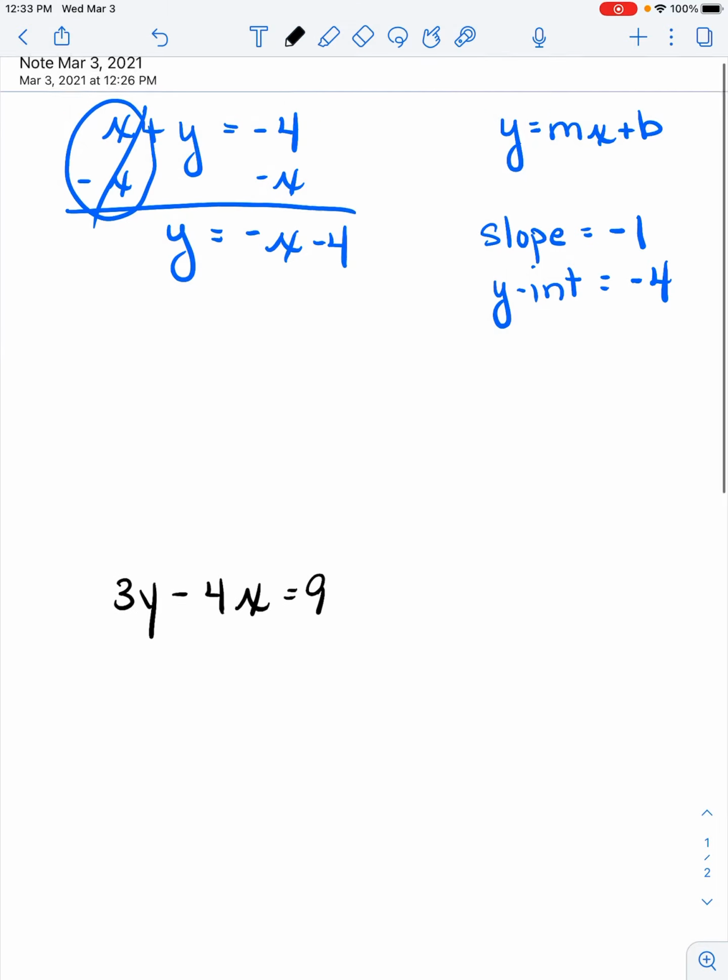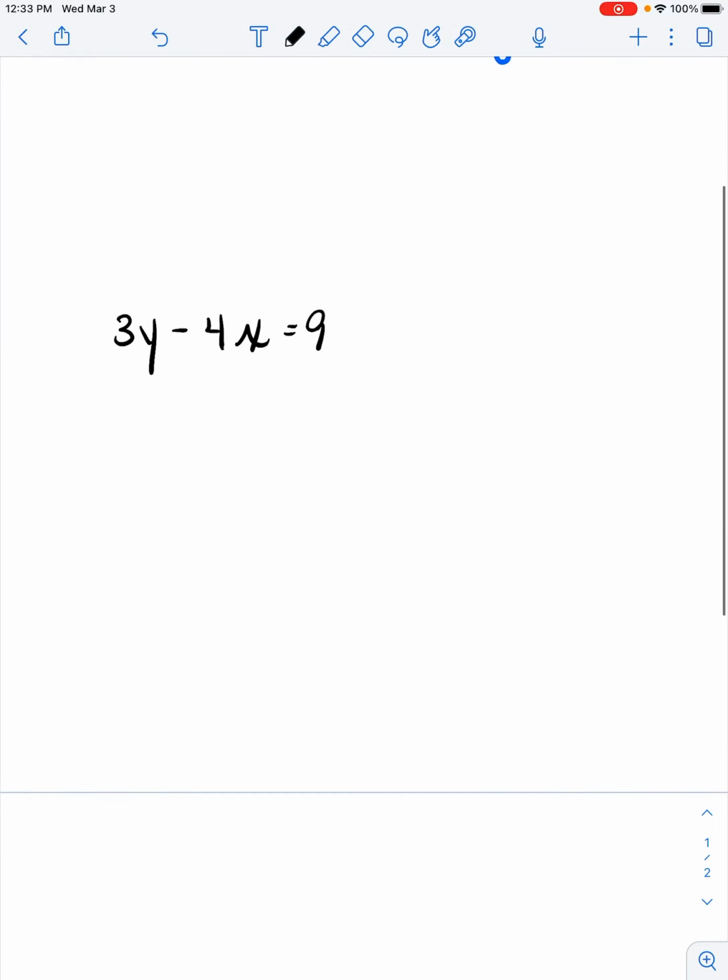Now let's take a look at one that might be a little more complex. And again, we want the form y equals mx plus b. We need to isolate y. How are we going to do that? Well, the first thing that we're going to do is we're going to add 4x to both sides.